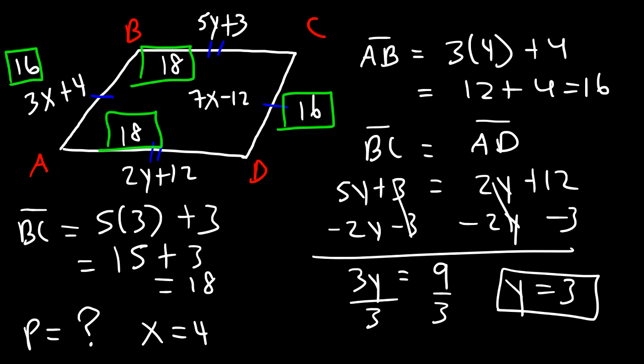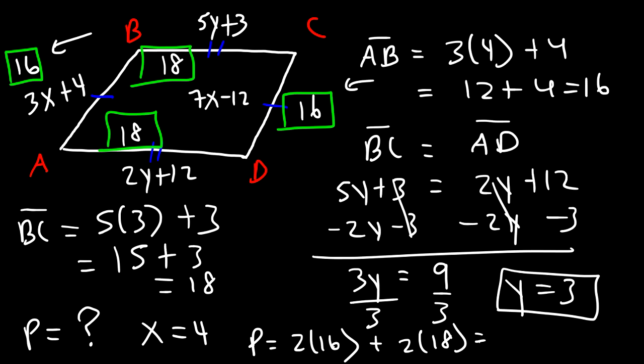So now we can calculate the perimeter. The perimeter is going to be 2 times 16, because we have 2 of them, plus 2 times 18. So 2 times 16 is 32. 2 times 18 is 36. 32 plus 36 is 68. So that's the perimeter of this particular quadrilateral.